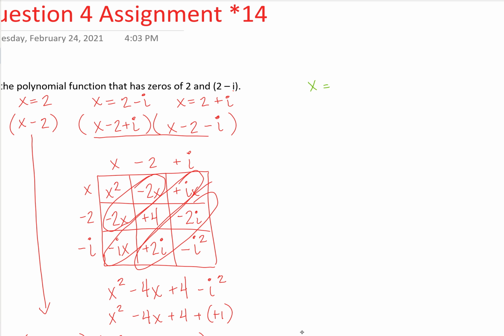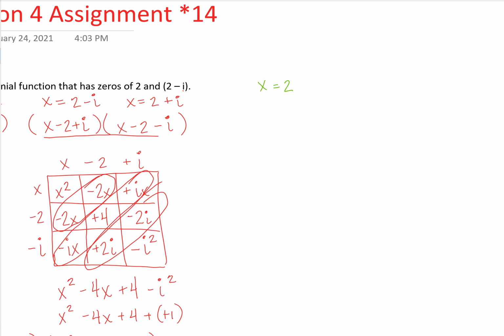I'm gonna do x equals 2, and then I'm gonna set the conjugate, x equals 2 minus i. Now, the really cool thing with this method is I have to make sure that the i is by himself. I want the i to be by himself, so I'm going to move the 2 over to the other side. So minus 2, minus 2.